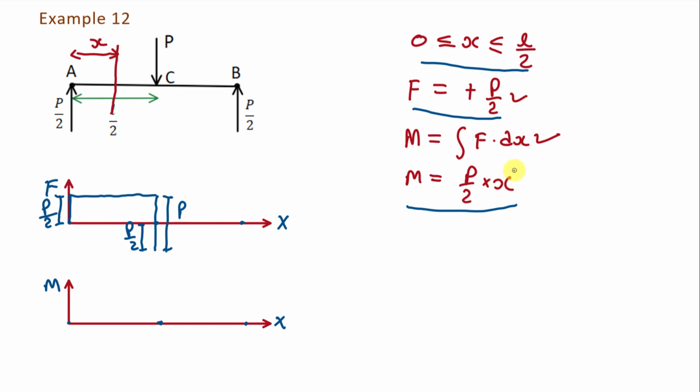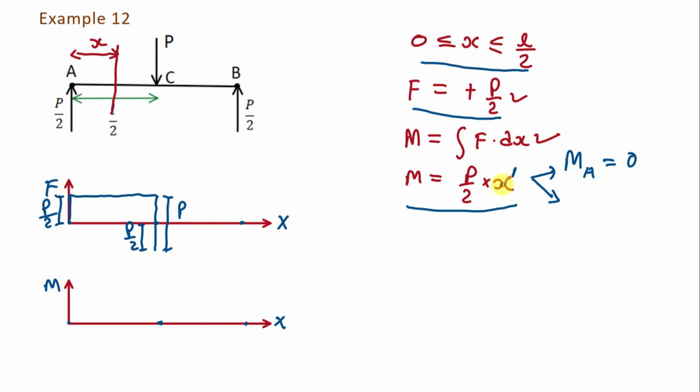Here the power of x is 1. So this is the equation of a line. And to draw the line we require 2 points. First we will put x is equal to 0. So we will get the bending moment at point A. So from here, bending moment M at point A will be 0.